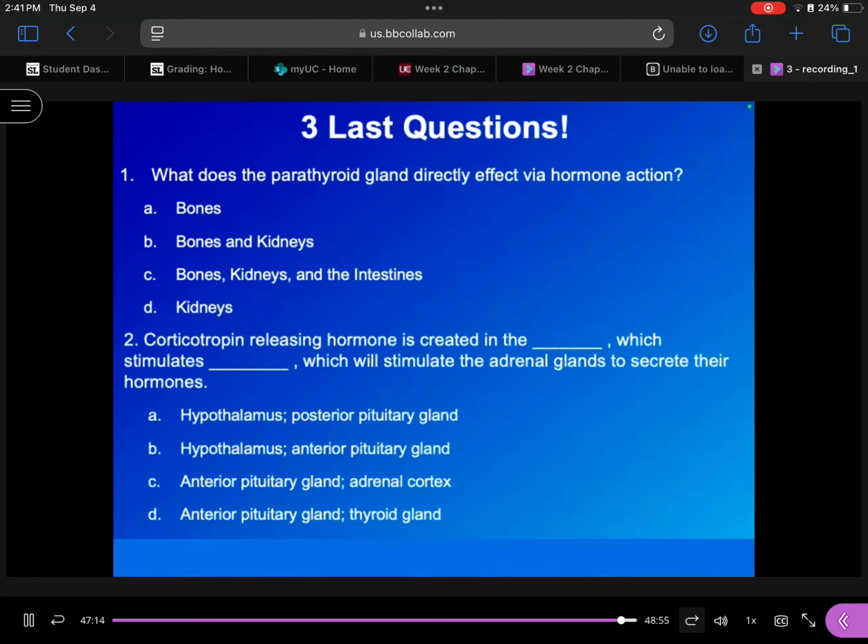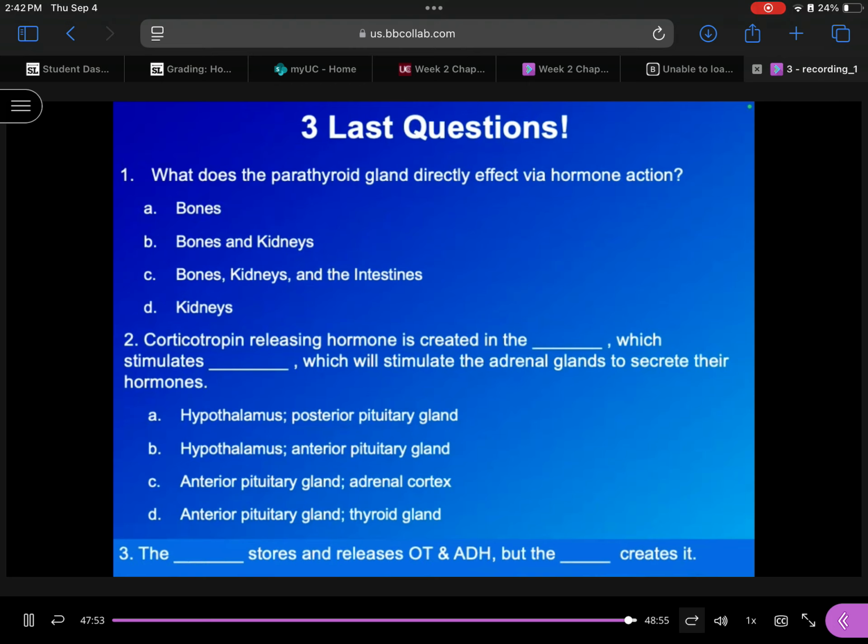All right. Corticotropin releasing hormone is created in the blank, which stimulates blank, which will stimulate the adrenal glands to secrete their hormones. Where is a releasing hormone going to be? Tip-top level. Hypothalamus. So that's created in the hypothalamus, and that is going to stimulate what gland? Anterior pituitary gland. And that's going to head down, your corticotropins will stimulate the adrenal glands to secrete their hormones like cortisol and the glucocorticoids.